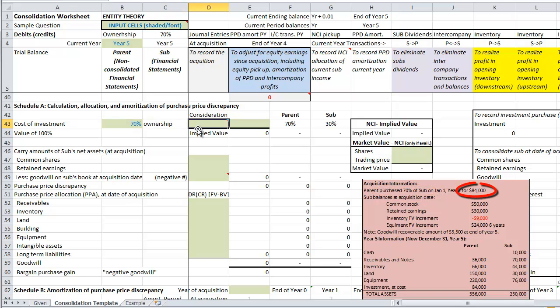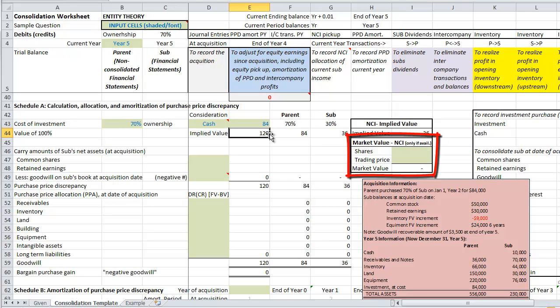Our consideration, again, there's a little note here. We either indicate we paid cash or share consideration. We paid cash consideration. We now indicate how much we paid. We paid $84,000 to acquire our 70%. If we had fair value information as to what the value of the non-controlling interest was at the date of acquisition, we would input it in this little table to the right. Since we don't, we're going to go with the implied value.